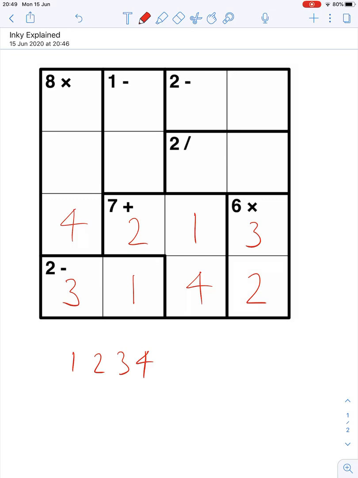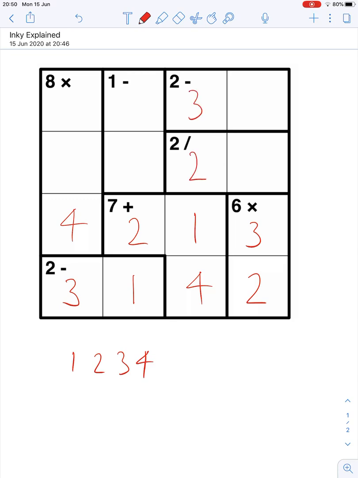Let's see what else we can do. In the third column, so here, I've got a 1 and a 4, which means there's a 2 and a 3 left over to put in that column. I don't think I'll ever get a 3 in here. I don't think 3 divided by something is going to give me the answer 2 in this particular puzzle. So that must be the 2 and that must be the 3.